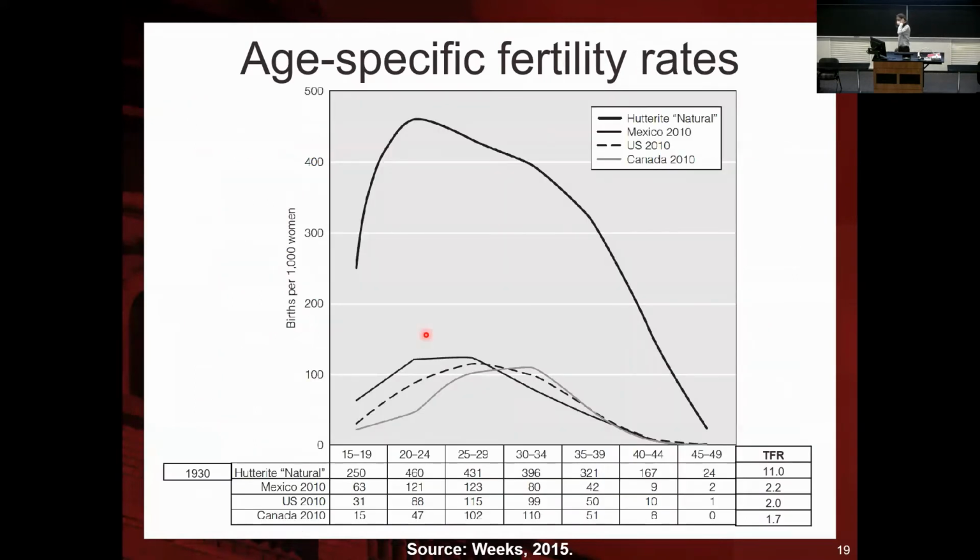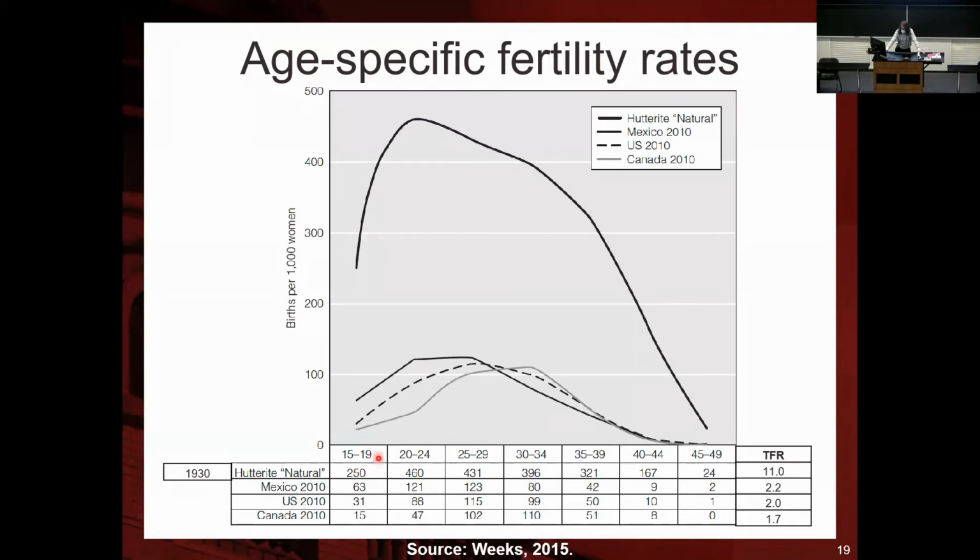Example, getting the data of the Hutterites back in the 1930s. The total fertility rate equals 11. So if we exposed a group of women to the age-specific fertility rates measured for the Hutterites back in 1930, they would have on average 11 children per woman. And the age-specific fertility rates are shown here. And these are multiplied by 1,000.